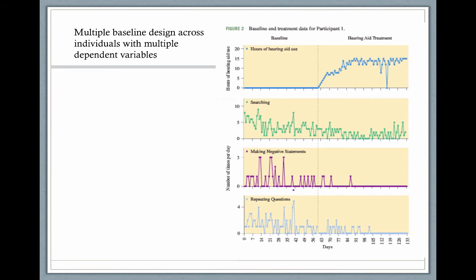So here are multiple baseline designs across individuals with multiple dependent variables. On the y-axis, hours of hearing aid use. Let's look at the top figure. They have baseline measurement without the hearing aids. Then the people get the hearing aids, and then they do a number more observations. Because there are so many observations, you can see that the treatment effect was real.